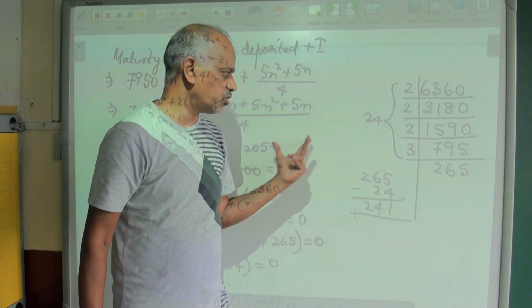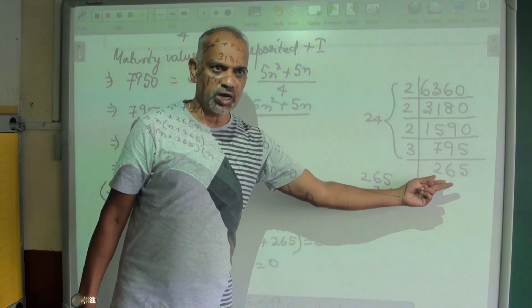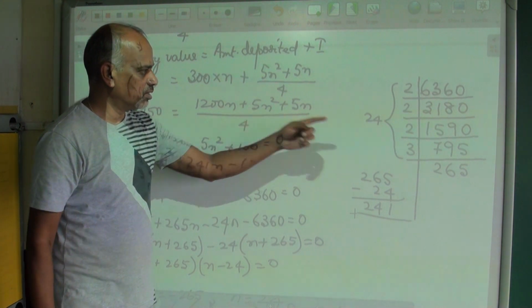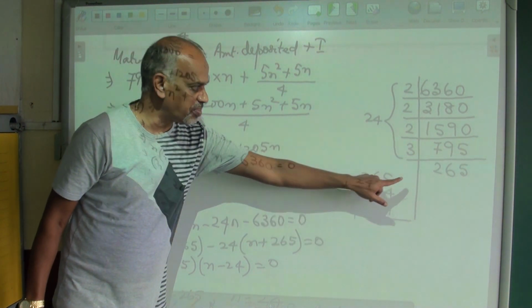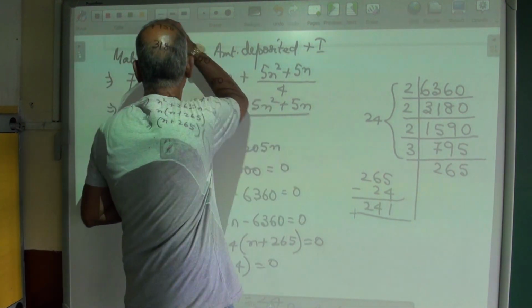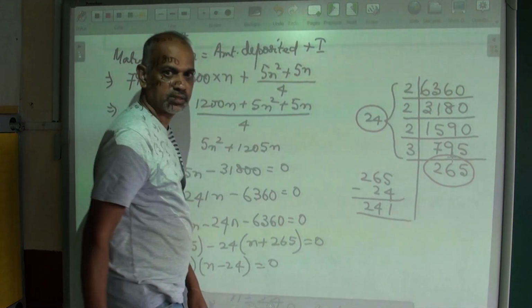Many of these questions where you have to split the middle term, you stop your division at a number which is closer to this middle term. So we got 241 by subtracting 265 and 24. So the two numbers that we are going to use are 24 and 265.